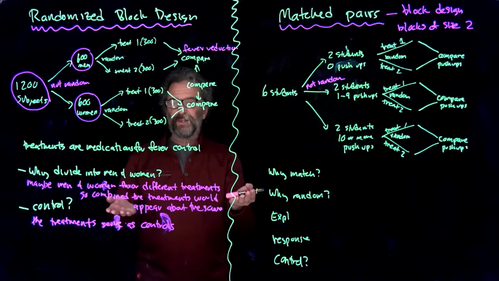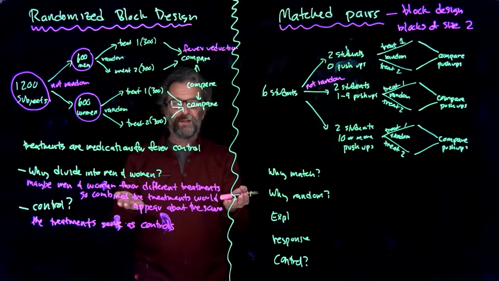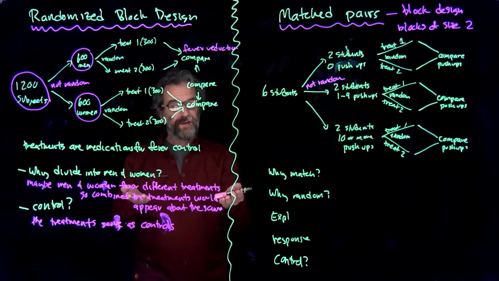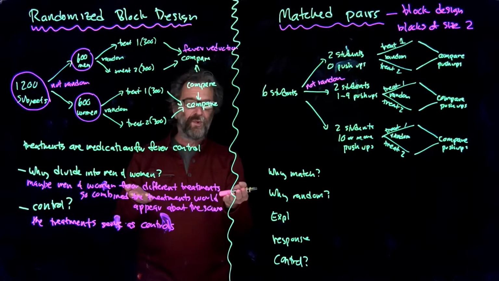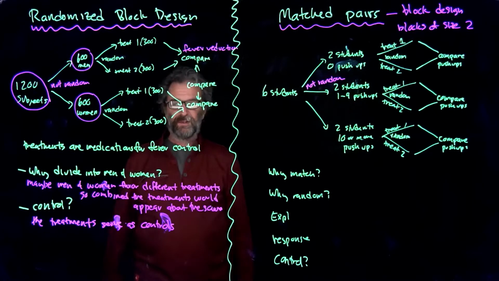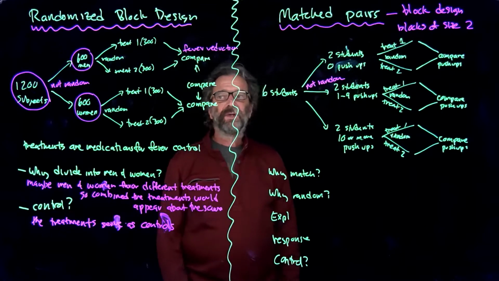The fairer skinned person is going to burn quicker than the less fair skinned person. It's going to look like the sunscreen is working better on the less fair skin and worse on the fair skin. Really, it was just the type of skin that made the difficulty. So we wanted to keep that from happening, so we want to pair things up.